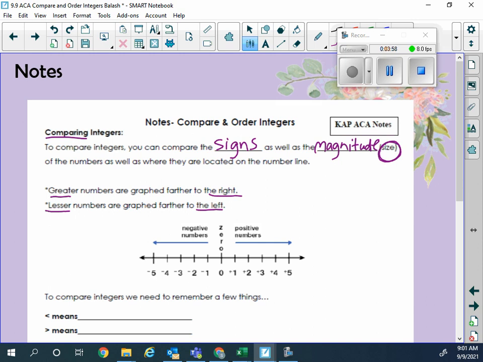Notice on the number line that we have 0 here. Positive numbers are going to the right. Negative numbers are going to the left. And just like we talked about before, as we go to the right, they're getting what? Bigger. As we go to the left, they're getting what? Smaller. Okay?